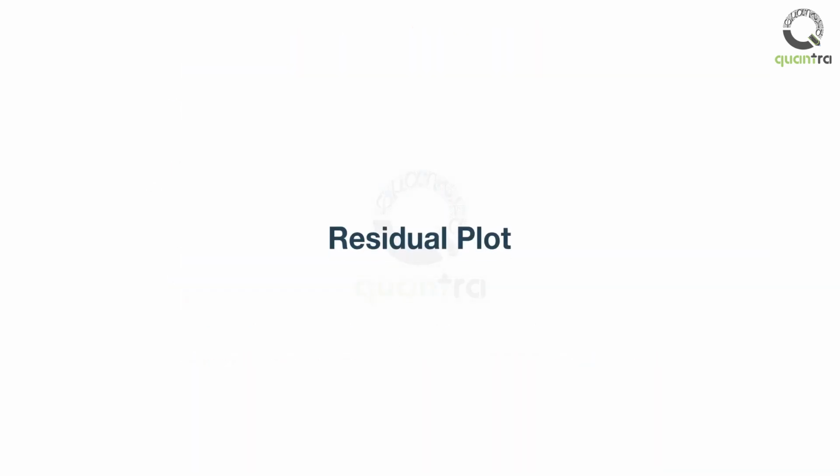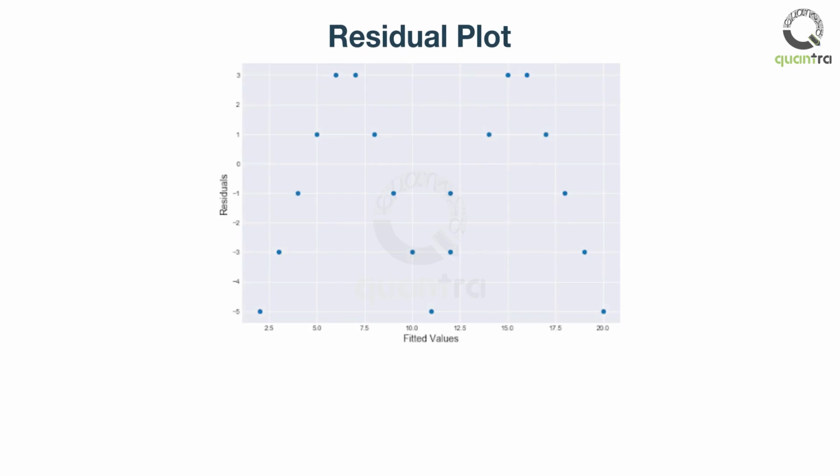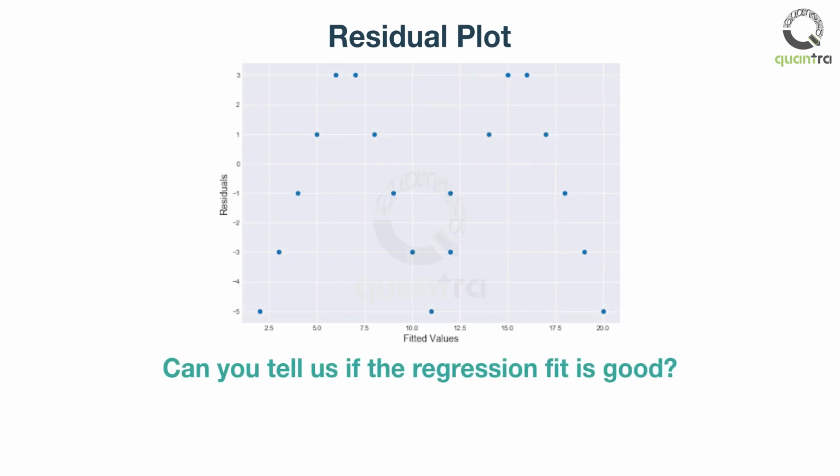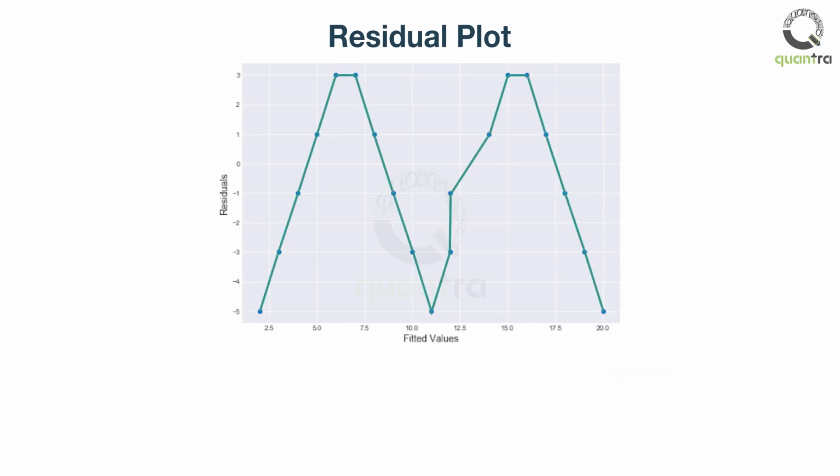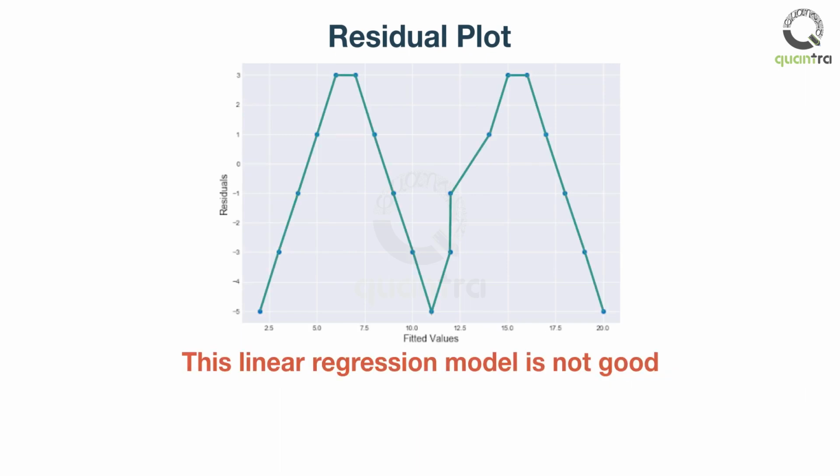A plot of error is called a residual plot. The screen shows the residual plot. Can you tell us if the regression fit is good? You can see some patterns in the error. Thus, this linear regression model is not good.